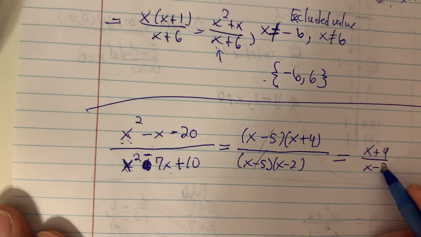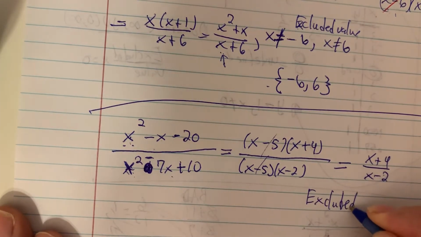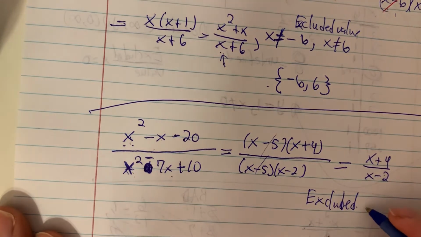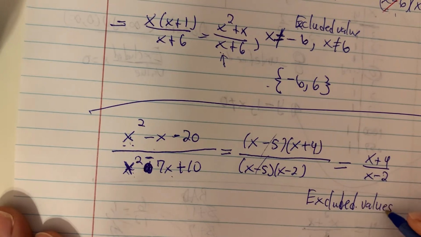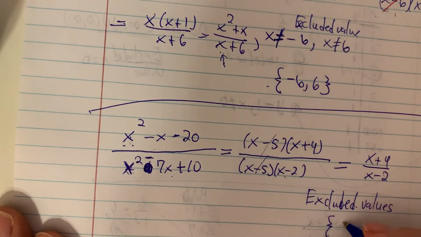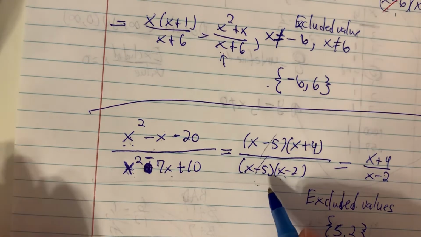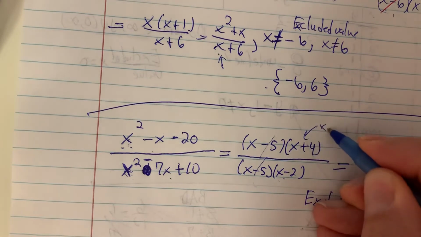And this is the simplified form, but the excluded values we always need to state, especially when we cancel something out, is the excluded values are going to be 5 and 2. And the reason we can't have 5 or 2 is because they make the denominator 0. Notice there's no problem with x equals negative 4.